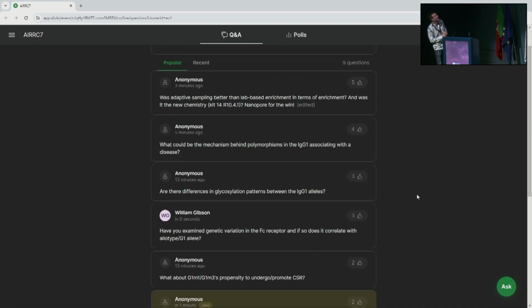There we go. Was adaptive sampling better than lab-based enrichment in terms of enrichment? Oh, we haven't tried lab-based enrichment. Good question. We probably should try that.